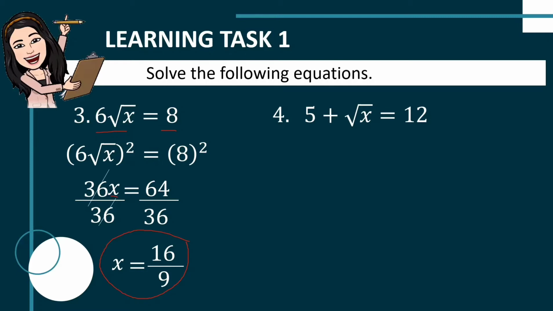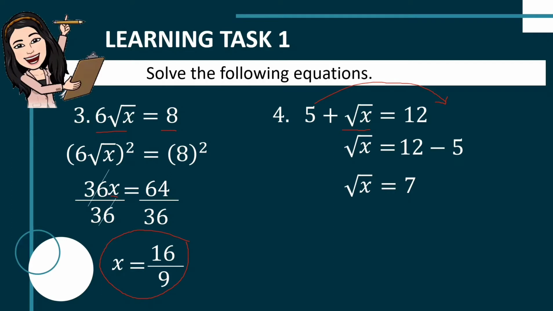So, here, sabi nga natin sa step number 1, we need to combine or isolate the radical expression. Kailangan nasa iisang side lamang si radical expression natin. So, ibig sabihin, si 5, kailangan nating i-transpose to the other side. So, this will become square root of x equals to 12, and then si 5 ay magiging negative 5. Tama ba? Okay. Now, simplify natin. 12 minus 5 is equal to 7.